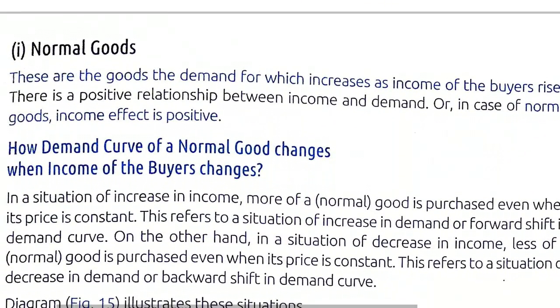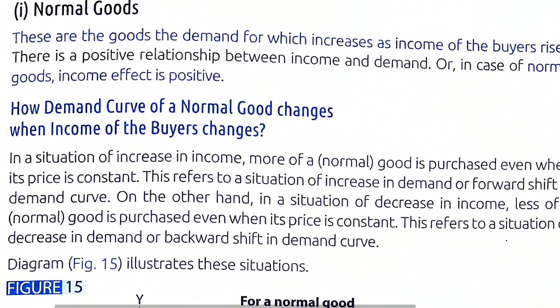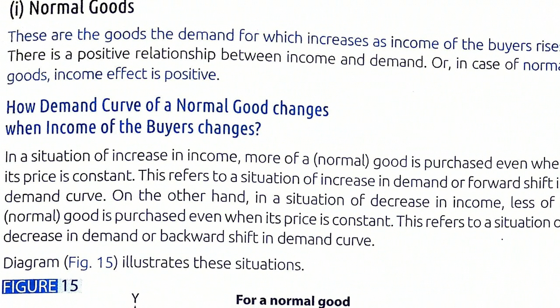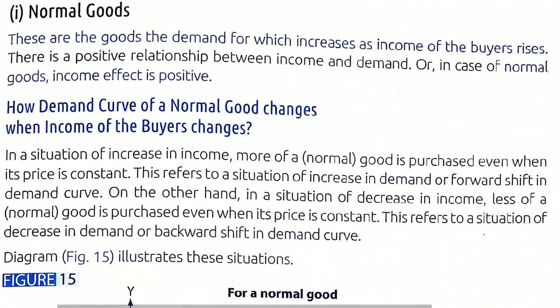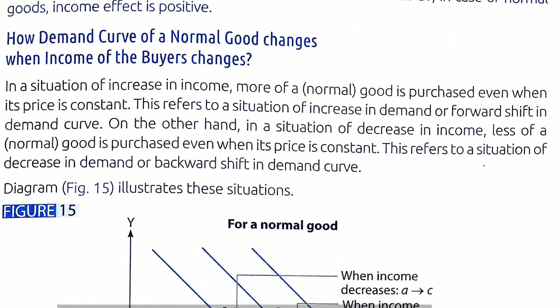But in case of inferior goods, there is a different relationship between income of a consumer and demand. What happens in case of a normal good? Normally we see that demand changes due to change in price, but due to income, in case of a normal good, what happens? When the income rises, the demand for the commodity rises. When the income decreases, the demand for the commodity decreases. So there is a positive relationship between income of a consumer and demand of a commodity. Rise in income will lead to increase in demand, fall in income will lead to decrease in demand.